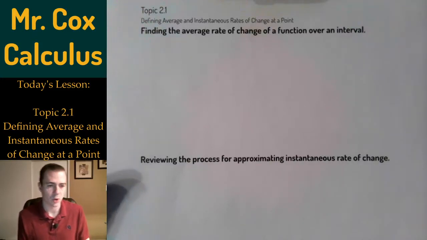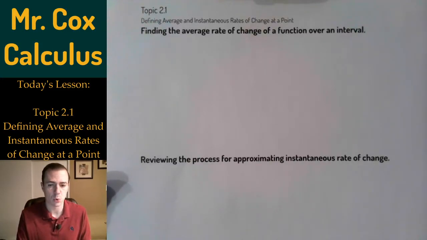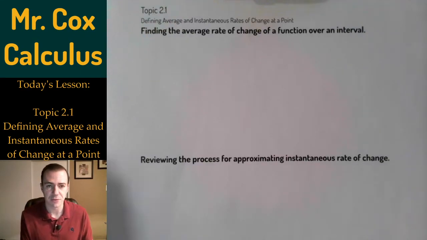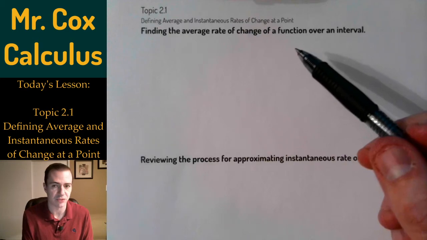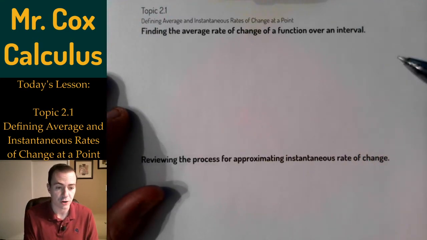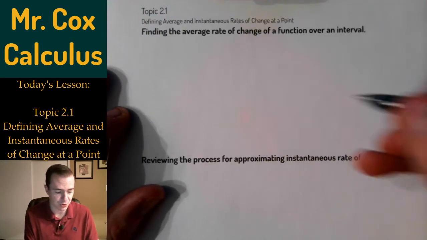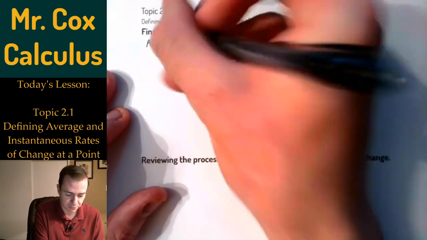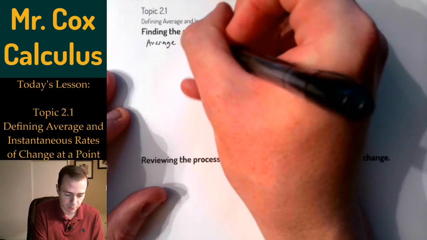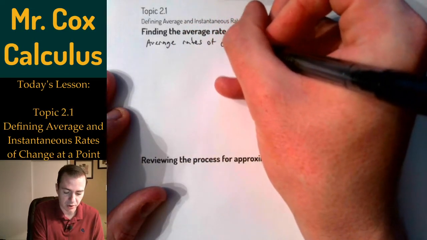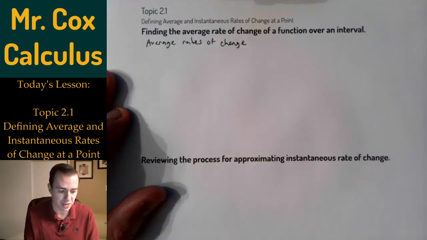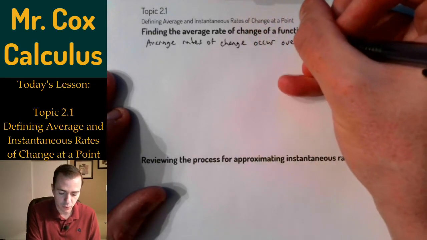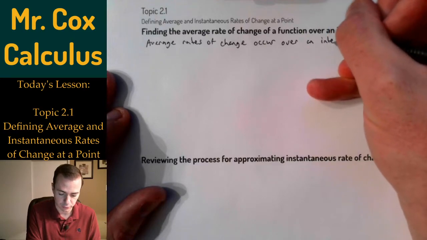In topic 2.1, we're going to lay out some really important definitions that are going to pave the way forward for this class. And the first is this idea of average rate of change of a function over an interval. The first really important thing for you to take away is that if you see that vocabulary occur in this class, average rates of change, that is occurring over an interval.